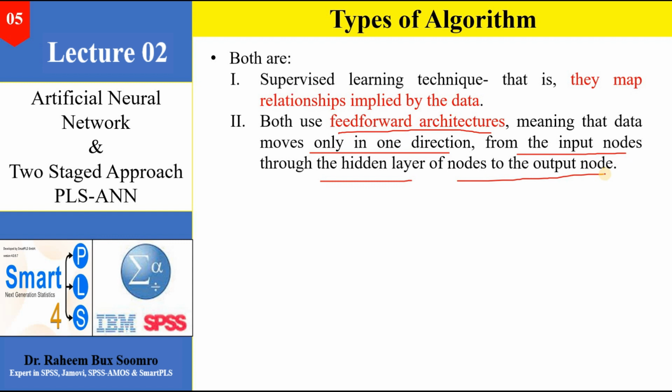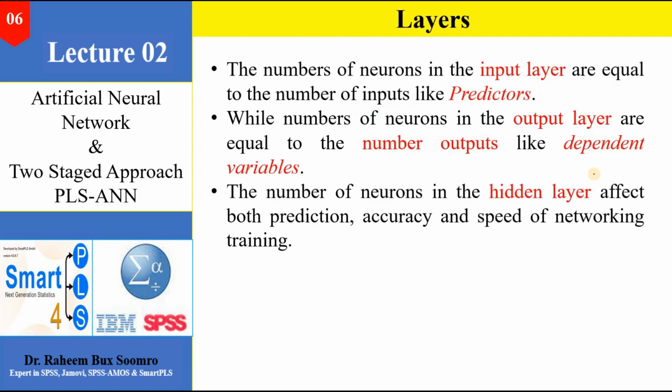That means that the software will feed the data forward, first as the input, then the hidden layer, and then the output. Already I told you that there are three types of layers: input layer, hidden layer, and output layer. So now we talk about the layers. The number of neurons in the input layer is equal to the number of inputs, like the predictors. So now your layers should correspond to the IV and DV.